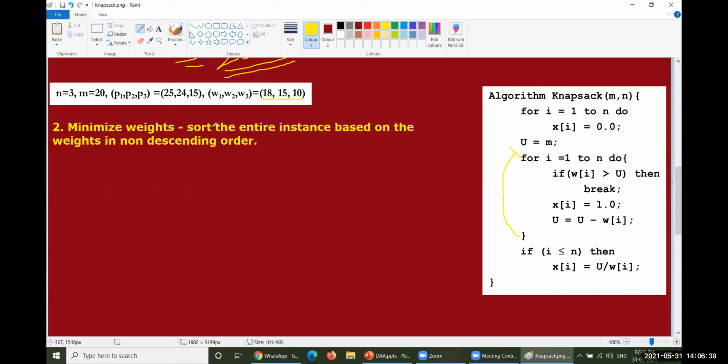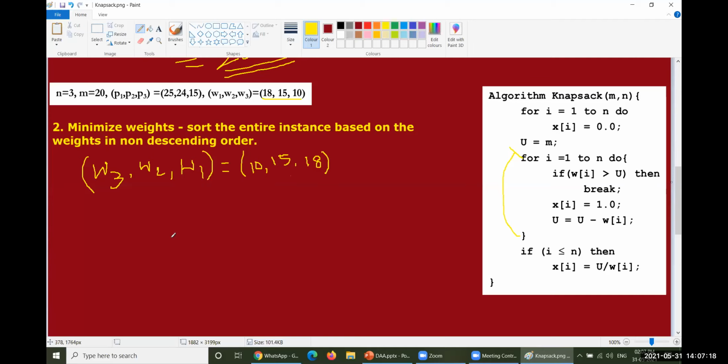The smallest weight is 10, which is associated with W3. So on sorting, W3 will be the first value, followed by W2 as the second value, and then followed by W1 as the third value. So these three values will be 10, 15, and 18. These are the specific values available with us as far as the non-descending order sorting is concerned.